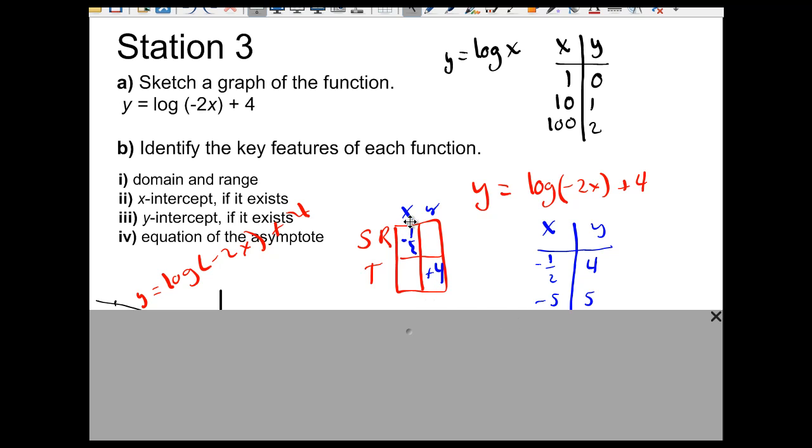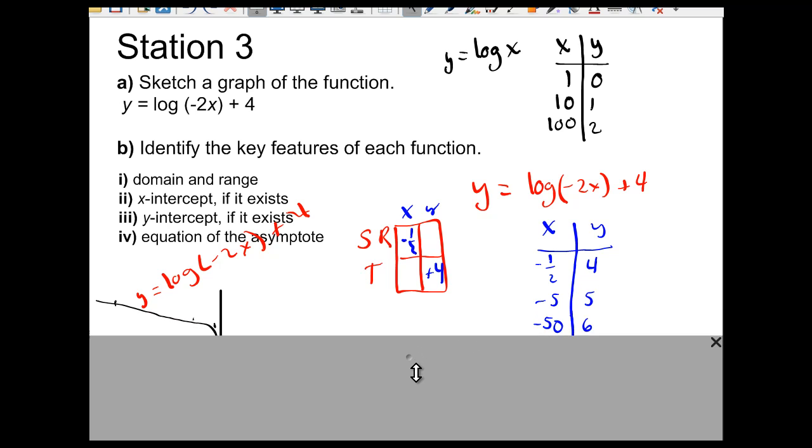So the SRT table, I looked at the original function. I recognize this is a horizontal compression by a half and then a reflection on the x values. So that would reflect it over the y-axis. So here's my value in my SRT table. And then I also noticed that the y values are going to go up by 4. So I took 1 and I multiplied it by negative a half to get negative 1/2. I then took 0 and I added 4 to it to get 4. And repeated. 10 times negative a half is negative 5. 1 plus 4 is 5. And I continued all the way down.